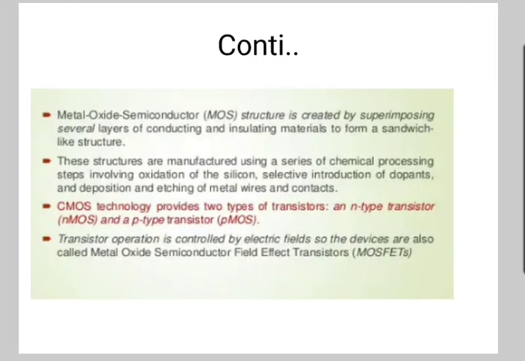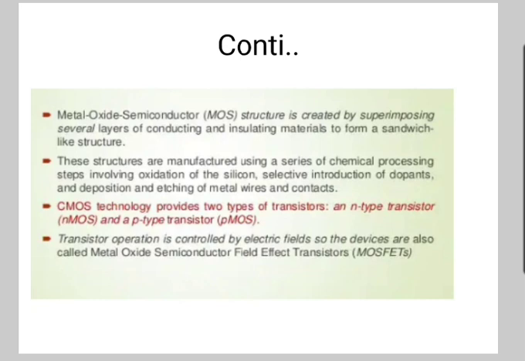The metal oxide semiconductor, that is MOS, structure is created by superimposing several layers of conducting and insulating material to form a sandwich-like structure. These structures are manufactured using a series of chemical processing steps involving oxidation of the silicon, selective introduction of dopants, and deposition and etching of the metal wire and contacts.